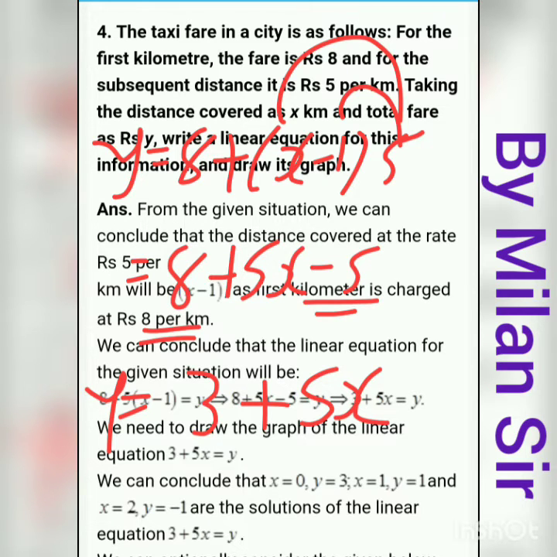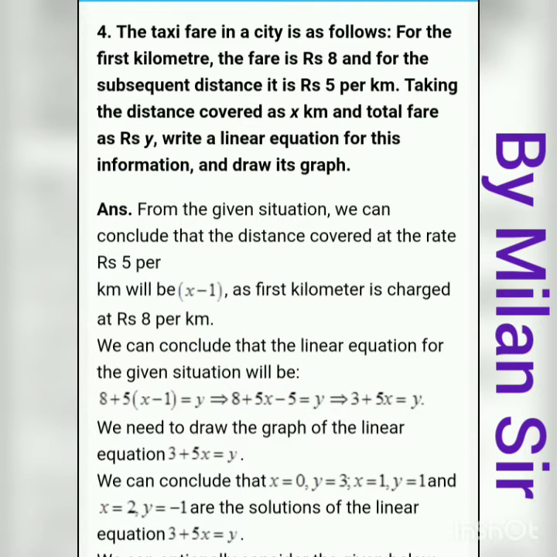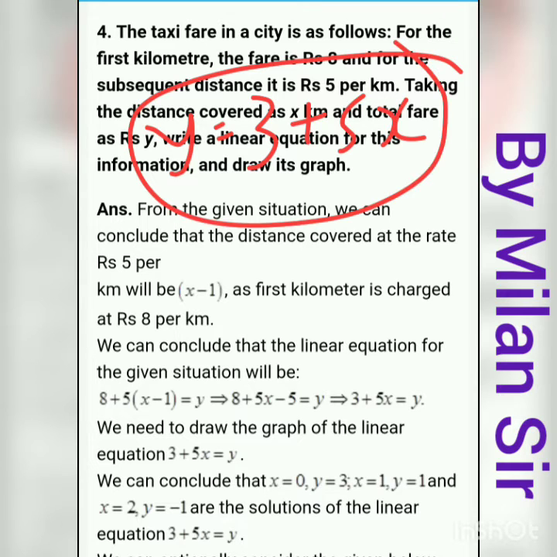This is a linear equation in two variables. y is equal to 3 plus 5x. This is our required linear equation. Here x and y both have degree 1, that means the highest power is equal to 1. So this is a linear equation in two variables. Here we have two variables, x and y. So this is the linear equation.